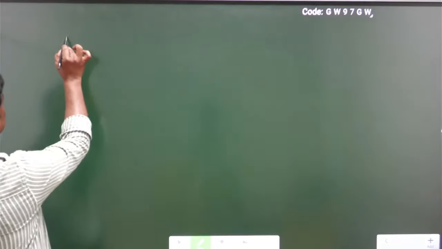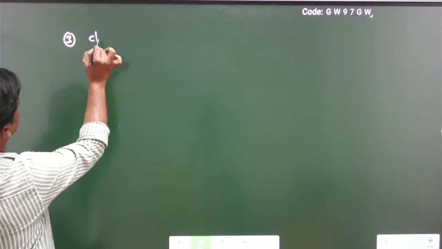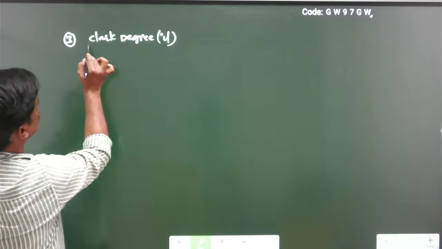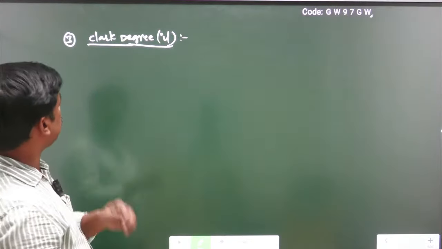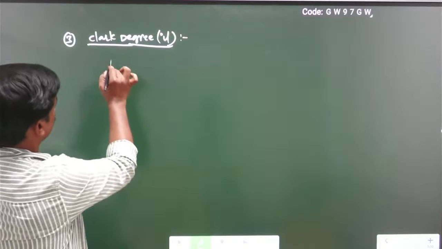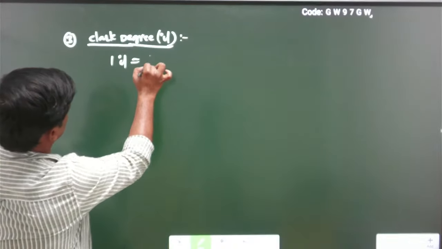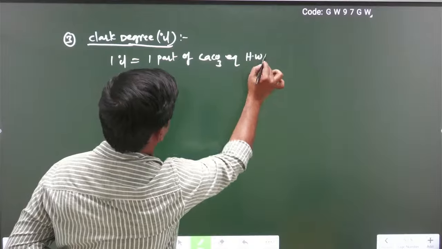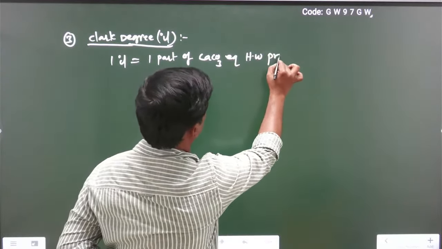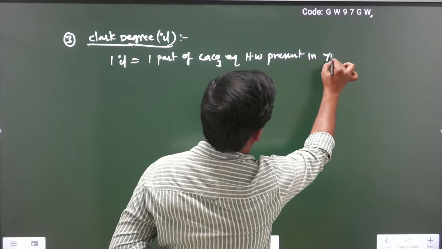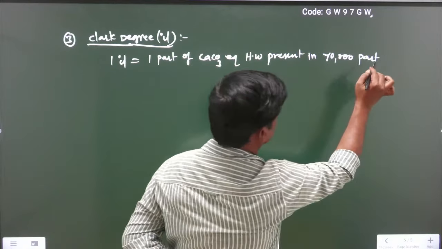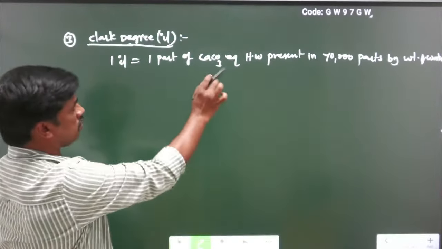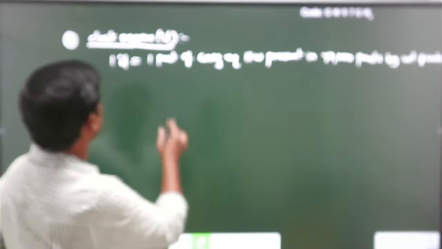Next we have the third unit, Clark degree, which is represented like this. Clark degree is another unit for hardness of water. Here how to define this? 1 degree Clark is equal to 1 part of CaCO3 equivalent hardness present in 70,000 parts by weight of water. 1 part of CaCO3 equivalent hardness present in 70,000 parts by weight of water is said to be Clark degree.